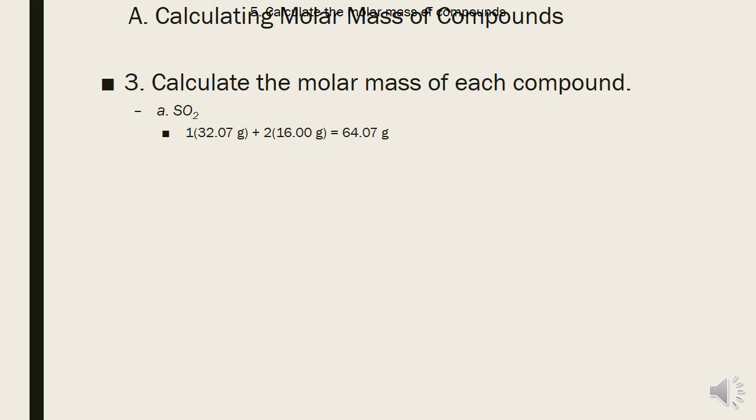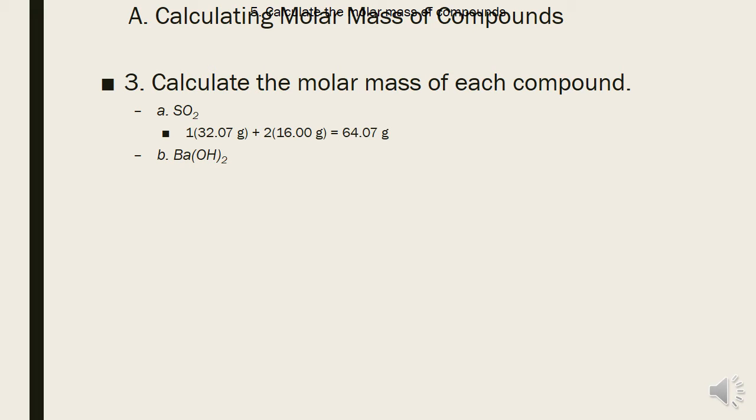And when you plug this in your calculator, you don't even need to use parentheses. Your calculator does the order of operations correctly. So in this case, if you simply hit 32.07 plus 2 times 16, no parentheses necessary, it will give you 64.07. That's exactly what it will tell you. So 1 mole of sulfur dioxide, or SO2, has a mass of 64.07 grams. Let's look at another one.